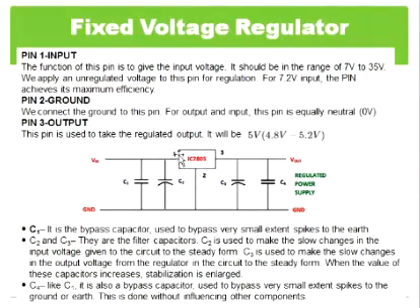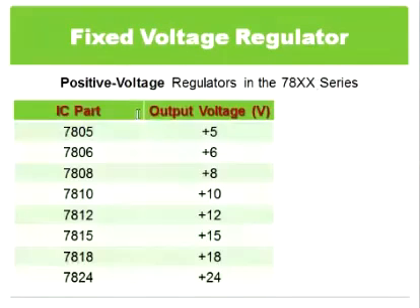Pin 1 is Vin, 2 is ground, and 3 is the output. The output also will be taken between the ground and the output, pins 2 and 3, while the input is between 1 and 2. 7805 is for plus 5 volt, 7806 for plus 6 volt, 7808 for plus 8 volt, 7810 for plus 10 volt, 7812 for plus 12 volt, and 7815 for plus 15 volt, 7818 for plus 18 volt and 7824 for plus 24 volt. So these are the commonly available ICs in the 78 series.